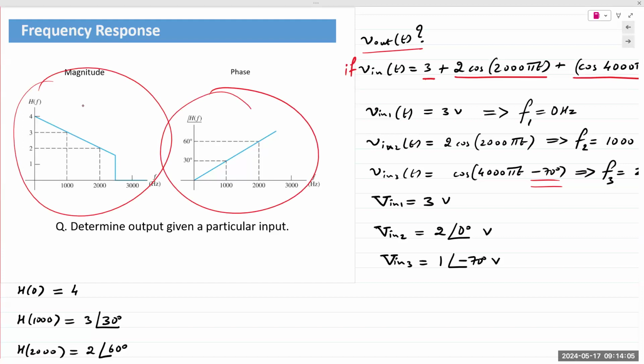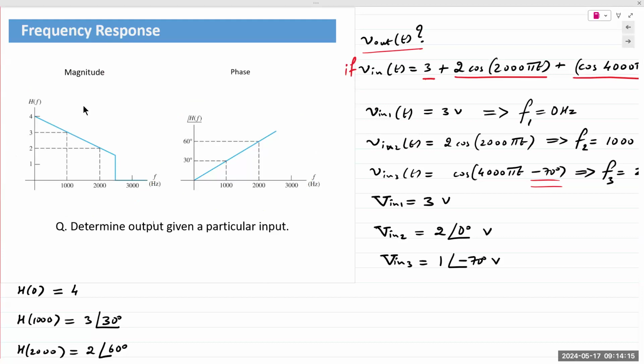That is the point. If you know the transfer function of a circuit, you can design it as a kind of off-the-shelf building block. Okay, you can design circuits using these as building blocks. So we are asked to find V out of T, again, output voltage as a function of time, if the input voltage is given by this expression.